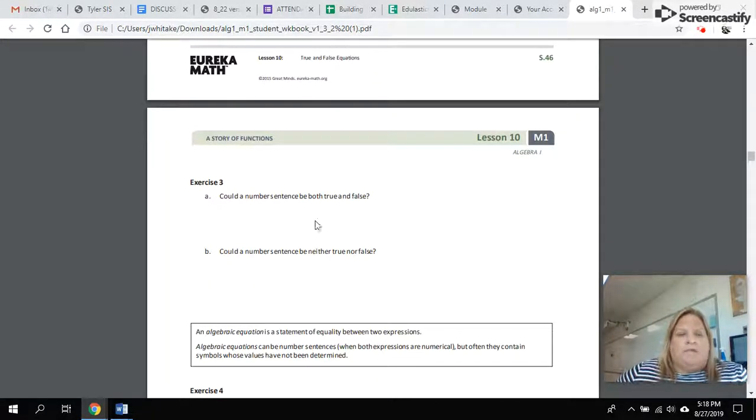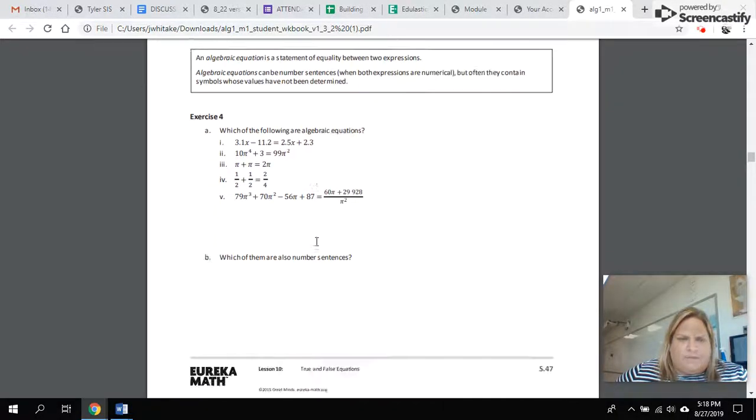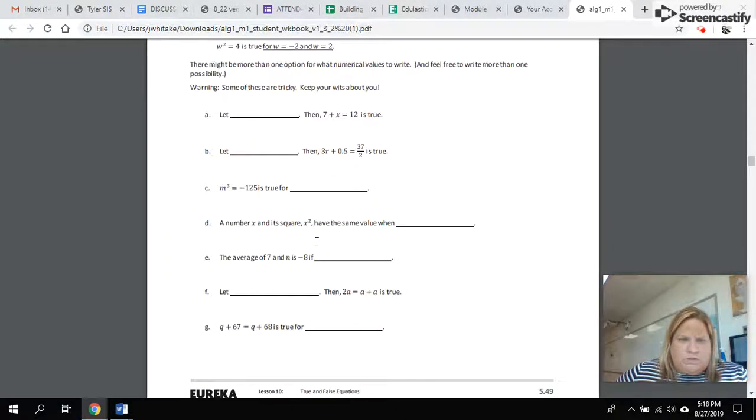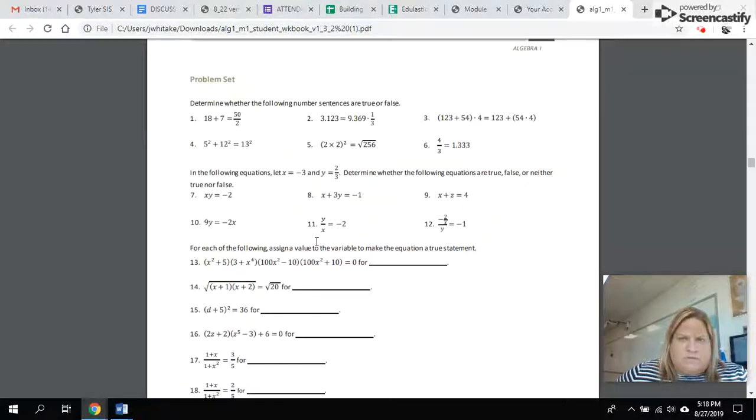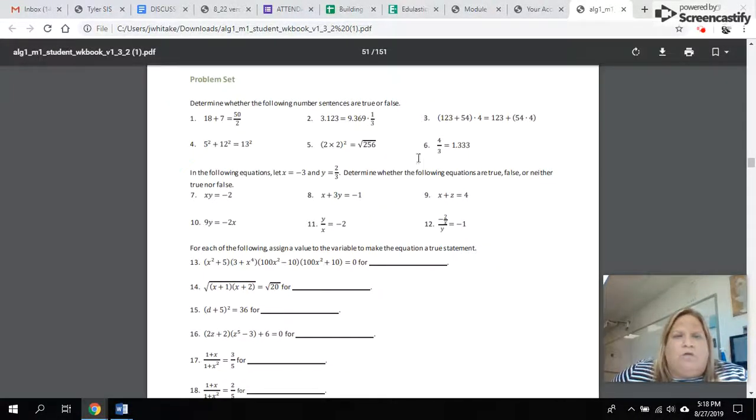We're going to come back to exercise 4 on Friday. But what you're going to do is you're going to go to the problem set, which is on page S55, and you're going to try numbers 1 through 12 only. 1 through 12 only for today. So 1 through 6, you're just trying to determine whether or not the statement is true or false, like what we just did. And then we're going to see how you do with 7 through 12.